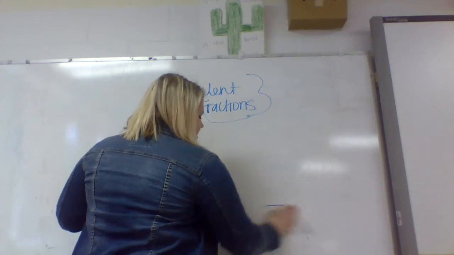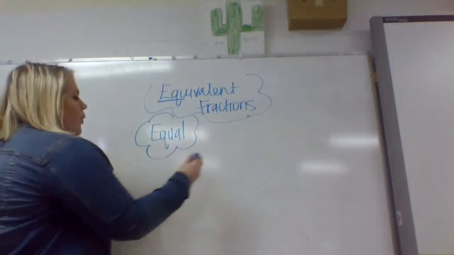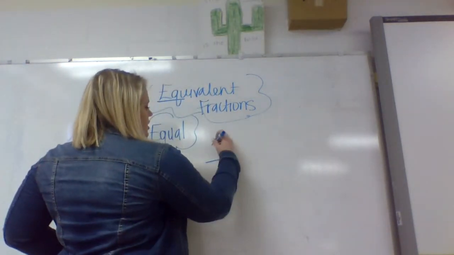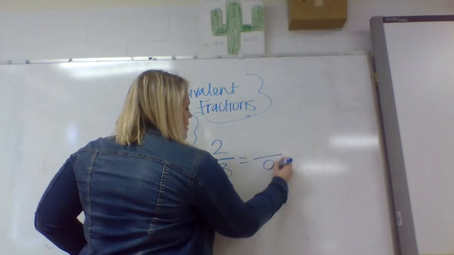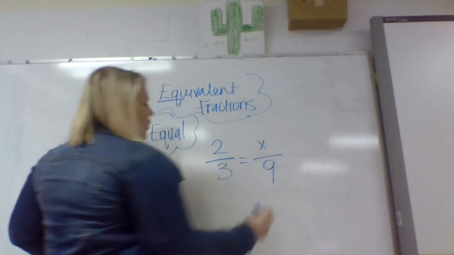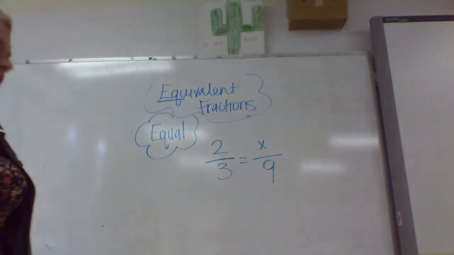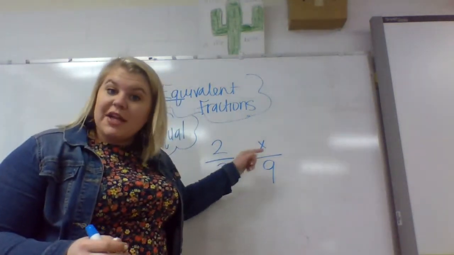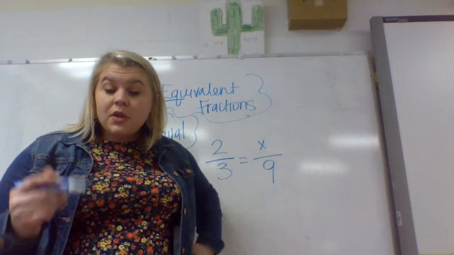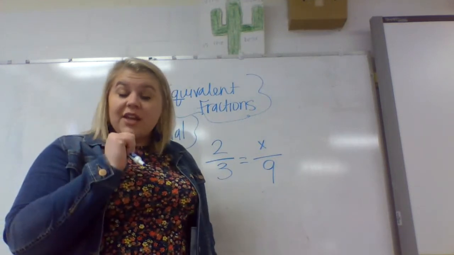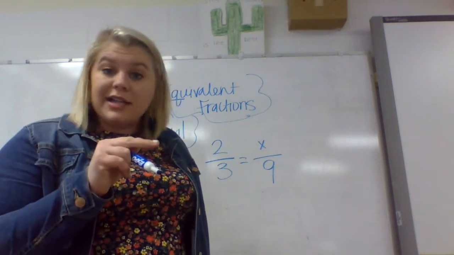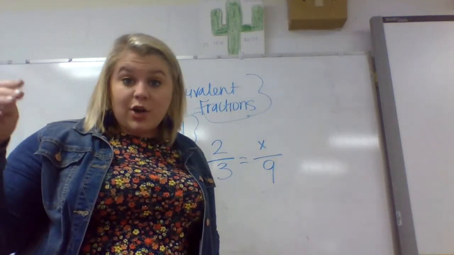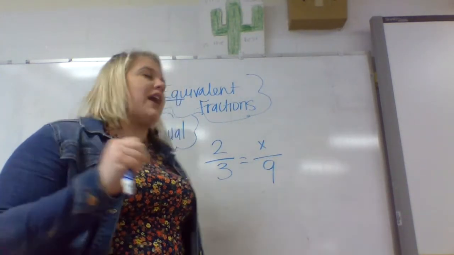You might see a problem where it says 2/3 equals blank ninths, or they might put a variable in there, and it asks how you can figure out what that numerator is. Well, we know multiplication and division can find us equivalent fractions. Addition and subtraction cannot. You can't add to find equivalent fractions. You have to multiply or divide.